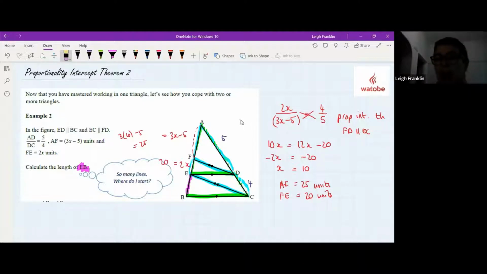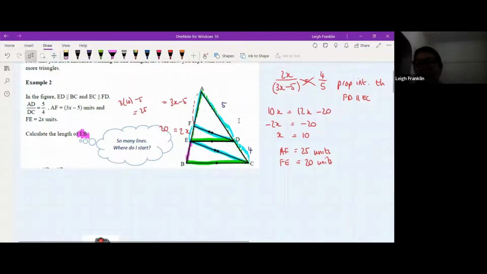And then over here for AF, they told me AF was 3x minus 5. So again, I'm just subbing x in. So 3 times 10 is 30 minus 5 is 25. Does that make sense now? I get it now. Yes, ma'am. Okay, all right. No problem at all.